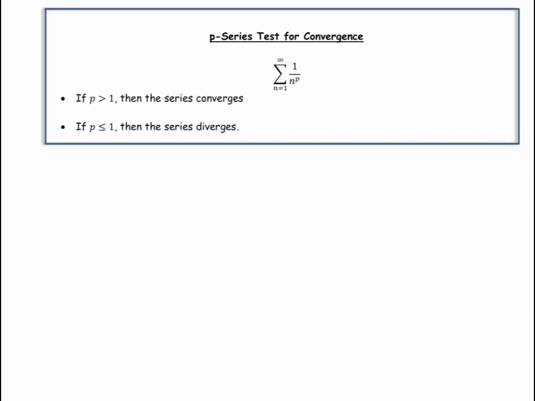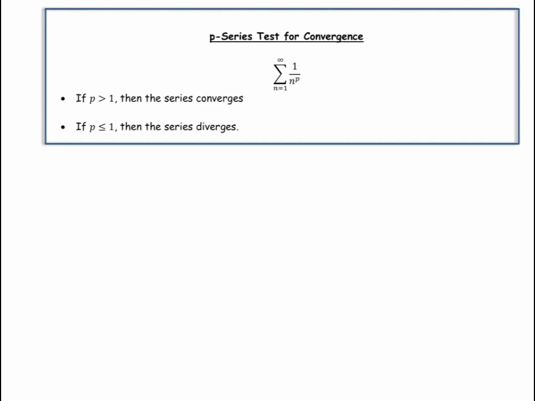In this video, we're going to look at a very special family of infinite series, and those are called the p series, which will always have this form, 1 over n to the p. What this theorem says is that if p is bigger than 1, then that series will converge. If p is less than or equal to 1, then the series diverges.